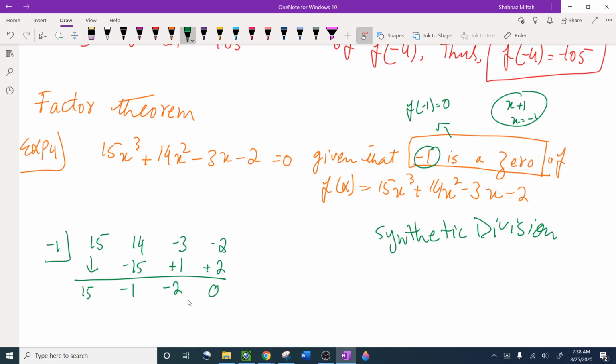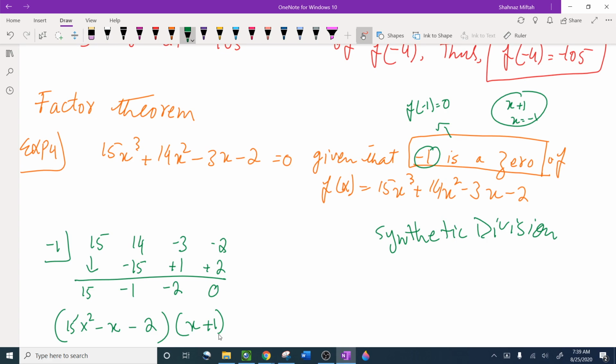Now, what else does this whole thing mean? When I get the 0 here, that's the factor theorem. When I get the 0 here, I have to change everything. Since this was x cubed, I'm going to go one degree down. So it's going to be x squared, like 15x squared, minus x, that's a 1, and minus 2. So this is what I got. And what is this x plus 1 that I said? It's a factor of this f of x function. Then it means you can have x plus 1.